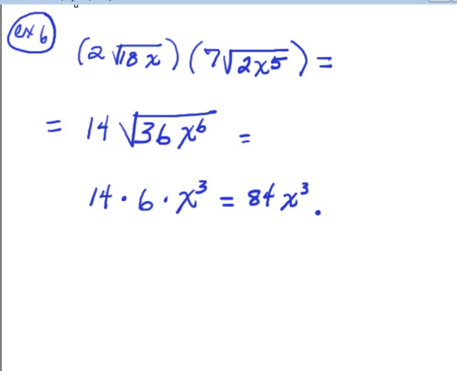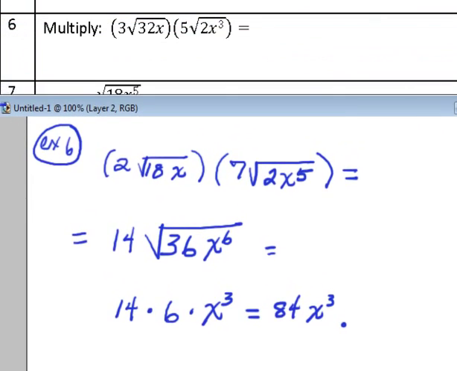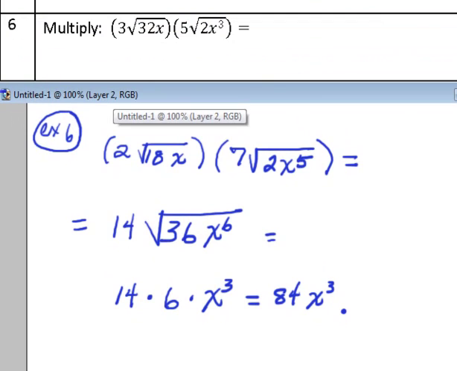And now we're ready to do number 6. It's right here. All right, so copy down number 6 and do that problem now.